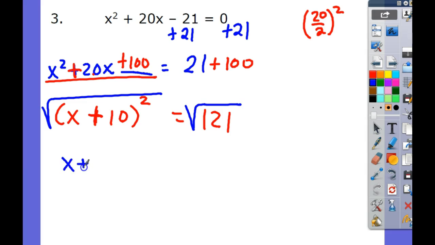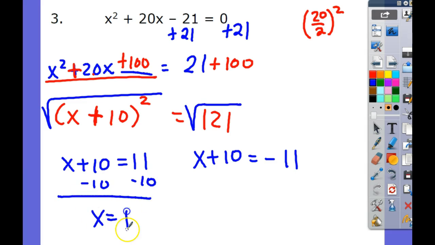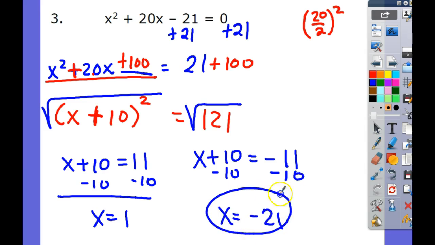So this is x plus 10 equals what? What's the square root of 121? 11. And x plus 10 equals negative 11. Subtract 10 from both sides. There are two answers because you will have two x-intercepts when you solve a quadratic.